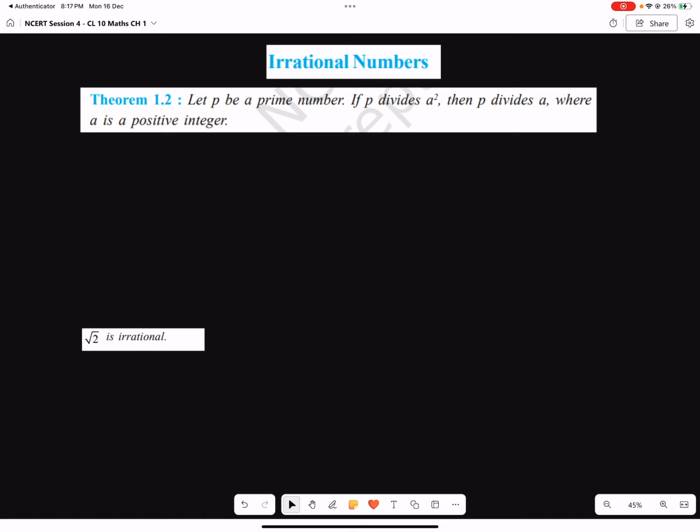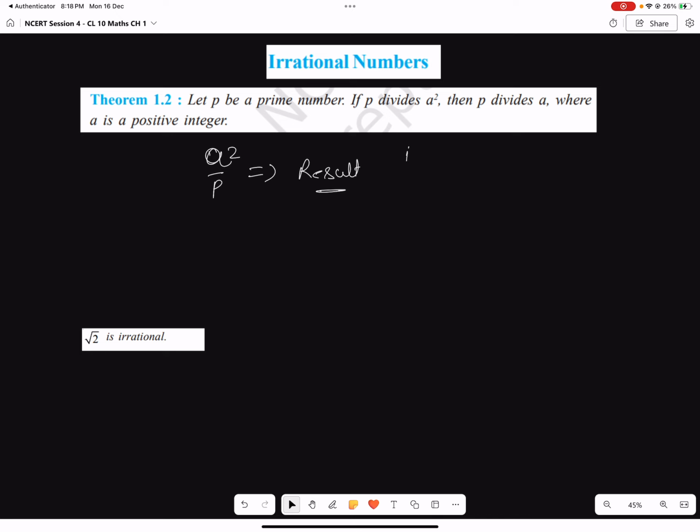तो सबसे पहले वो थ्योरम देख लेते हैं. This theorem says let p be a prime number, if p divides a square then p divides a, where a is a positive integer. So if you want to write it down, we can say a square upon p, and result can be anything, right? So don't look at the result, but just focus on this part.